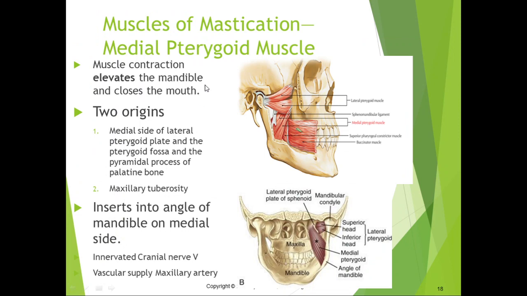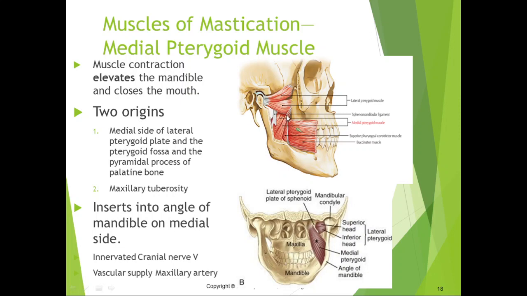Our medial pterygoid muscle, as we see, comes down right here. When we contract it, it elevates the mandible to close the mouth. This diagram gives us a little bit better view of that lateral pterygoid muscle as well, how it fans out here, making contact with the skull on the point of insertion over here.